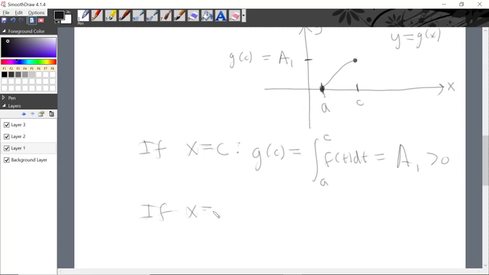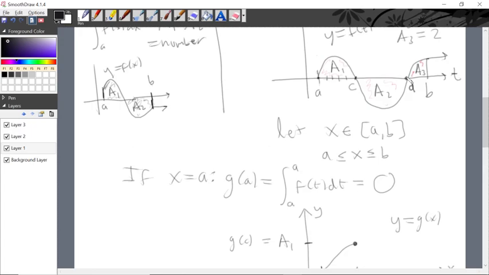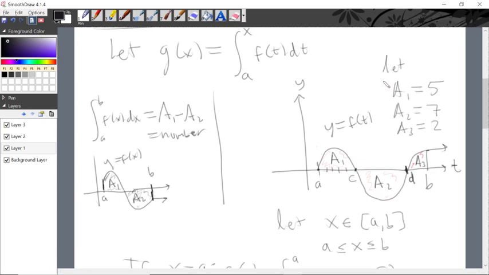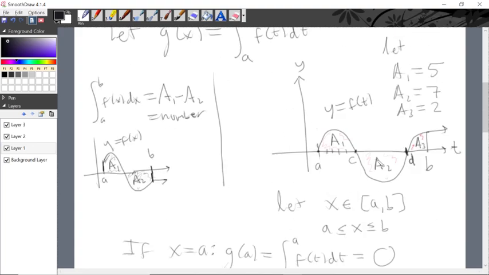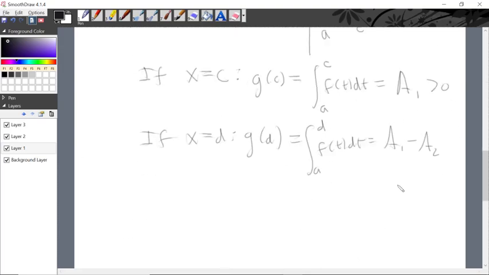Now what happens if x is equal to d? That is, what is g of d going to equal? Right? If we choose this as the x value, then the output of the integral, g of d, that would be the integral from a to d. That would be all of a1 minus all of a2. Right? g of d is the integral from a to d, f of t dt. And that's going to output a1 minus a2. Okay? And since I've suggested over here that my area a2 is in fact larger than a1, then that would actually ultimately output a negative quantity for this example.